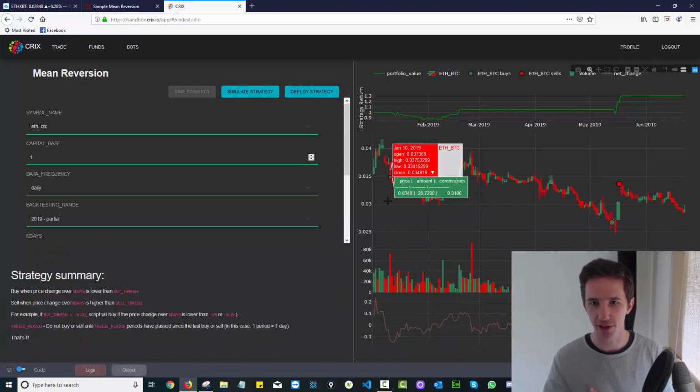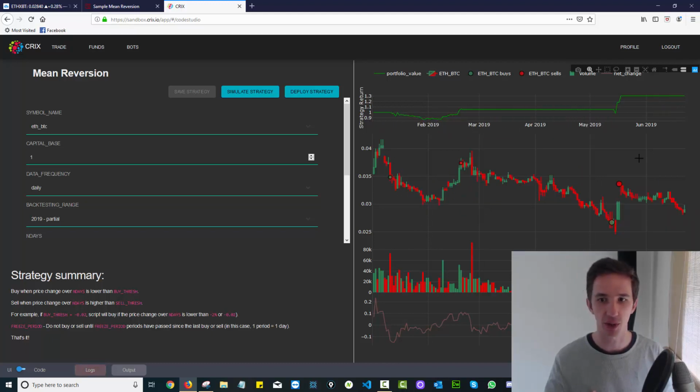Now I want to show you over here, you can see on the chart where I would have bought, where I would have sold, where I would have bought, where I would have sold, and you can see this profit and loss graph over here as well. So you can see the trends, etc.